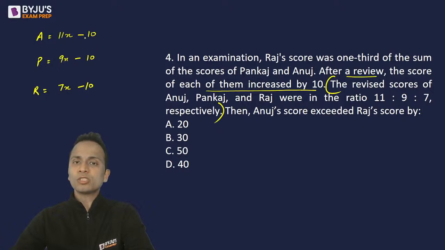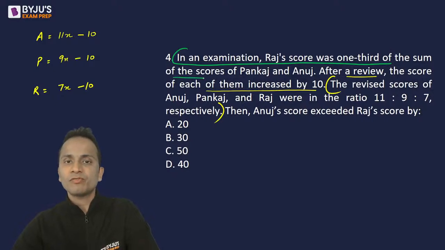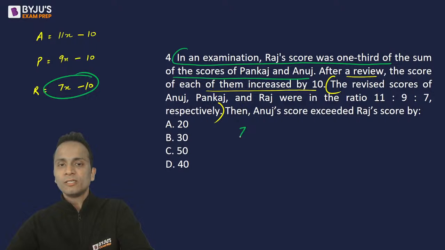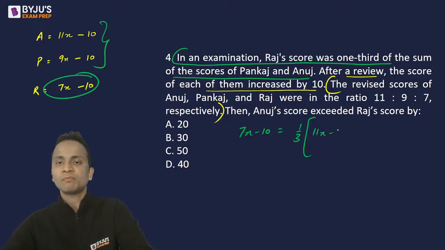So these are the scores before revision. Now, before revision, what was the relation between their scores? The relation was Raj's score was 1/3 the sum of the scores of Pankaj and Anuj. So Raj's score, 7x minus 10, was 1/3 the sum of these two scores, that is 11x minus 10 plus 9x minus 10. This is the relation that is given.